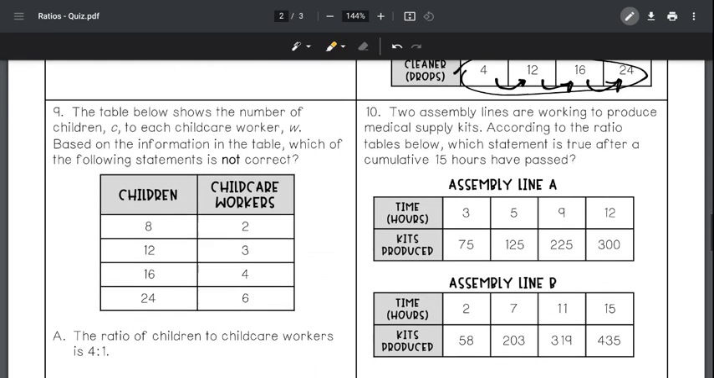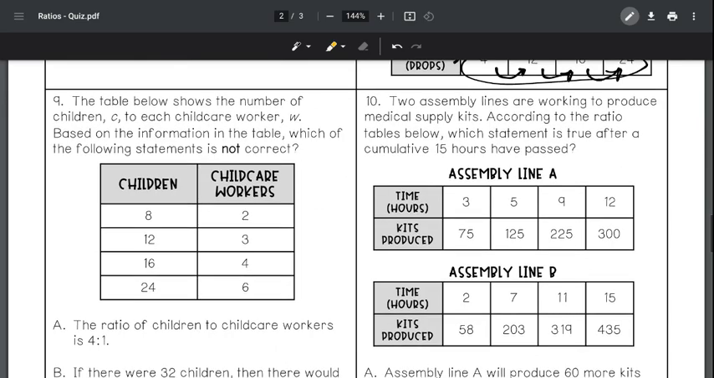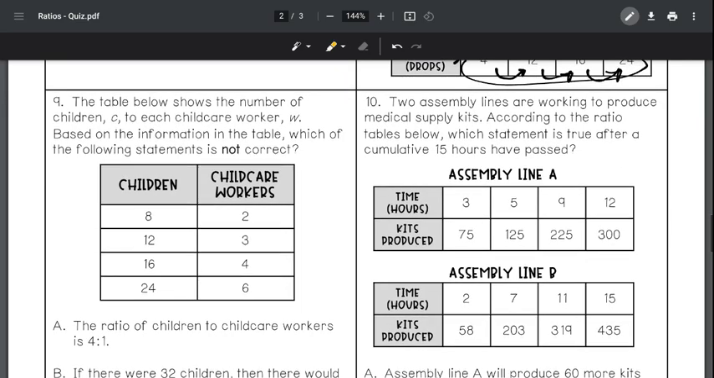All right, number 9. The table below shows the number of children, C, to each child care worker, W. Based on the info in the table, which of the following statements is not correct? A lot of people miss the word not. Don't miss that. It's important.